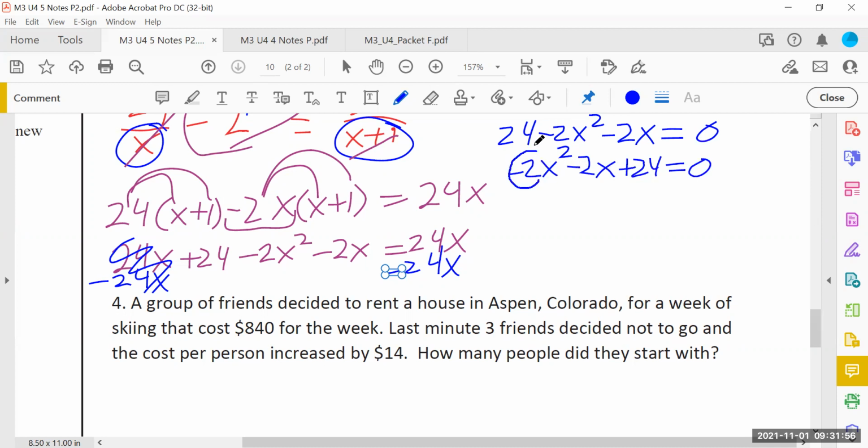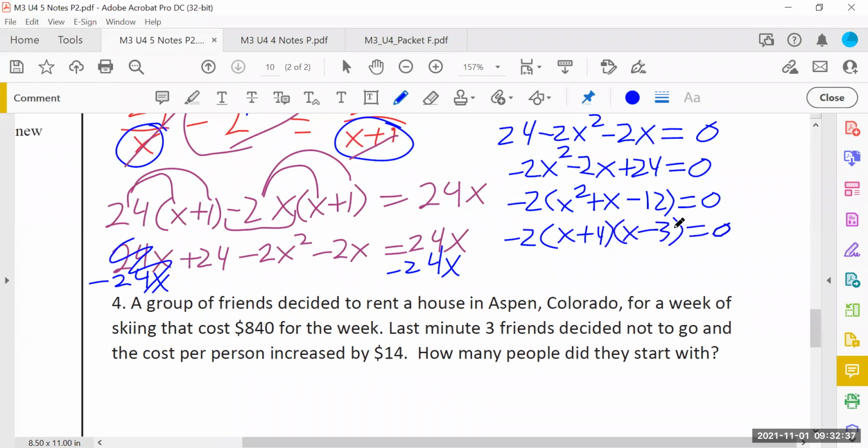Anytime I have a number out in front of the x squared, if I can factor that out of everything, I should do it. It's going to make everything so much easier. Let's just factor it out. Take a negative 2 out: x squared plus x minus 12. Does everybody see that? We take the negative 2 out. First two terms become positive, 24 becomes negative. And then this should factor. Most of the time, it's going to factor real nice. Negative 2 times x plus 4, x minus 3. So my answers are negative 4 and positive 3, right?